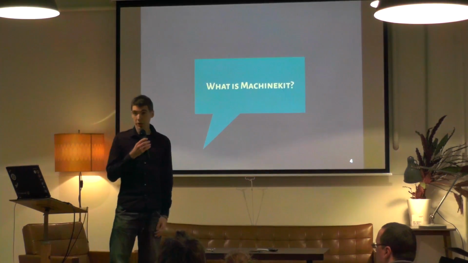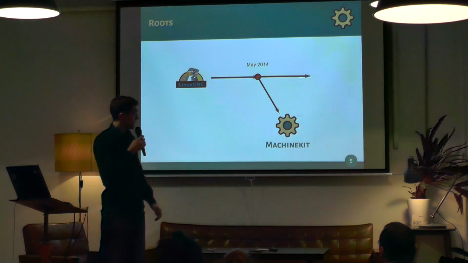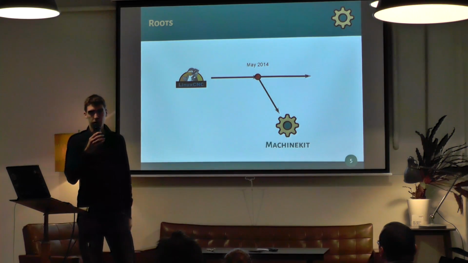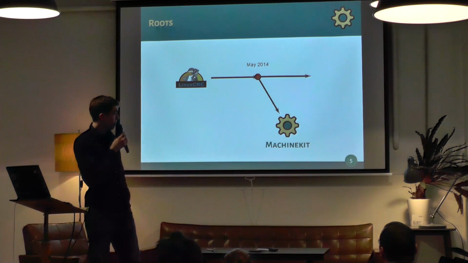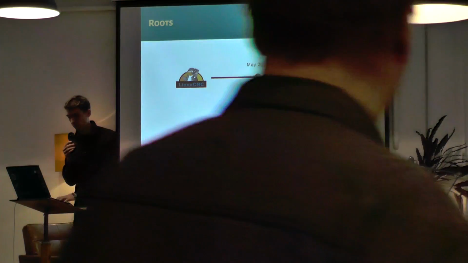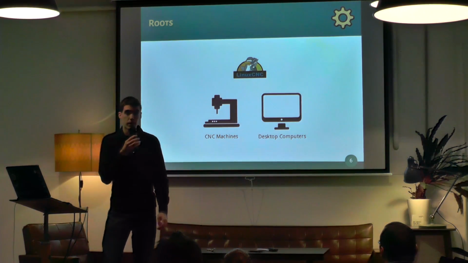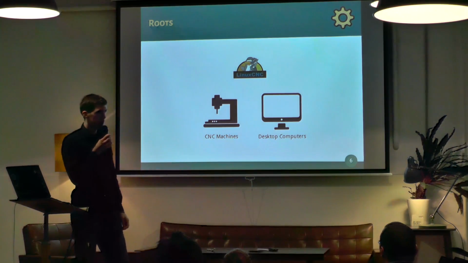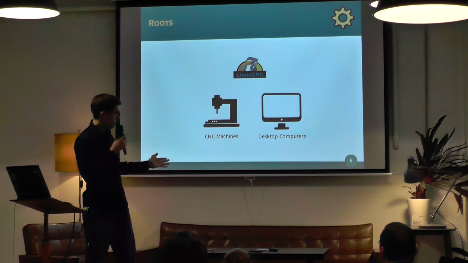So, what is Machinekit? Machinekit started as a fork of the Linux CNC open source machine control project. We forked it in May of 2014, so last year. The main focus of Linux CNC was and still is controlling CNC machines using desktop computers. So you see a problem here.